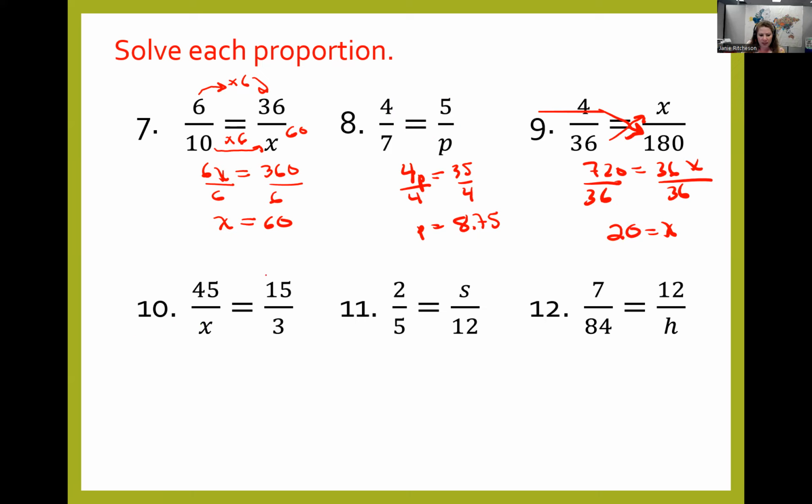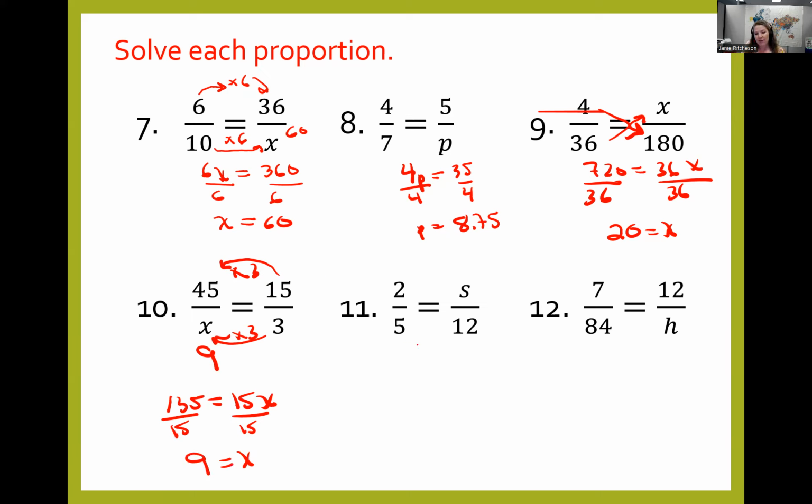All right, what about this one? Can we get from 15 to 45 pretty easy? Yep. Can we multiply that by 3, right? So what's 3 times 3? That would be 9. If we did our cross products, we get 45 times 3 is 135, 15x. And then if we divided 135 by 15, we would also get 9. So either way, we get the value of 9. The missing value is 9.